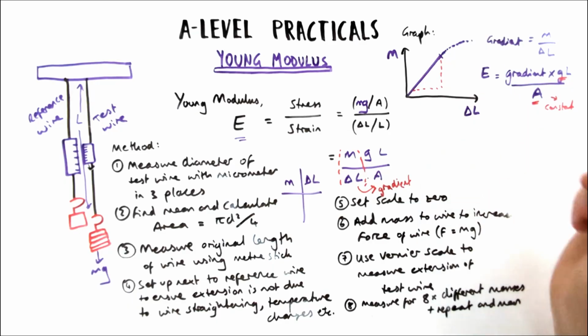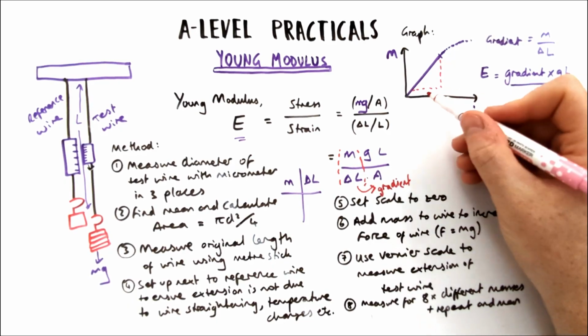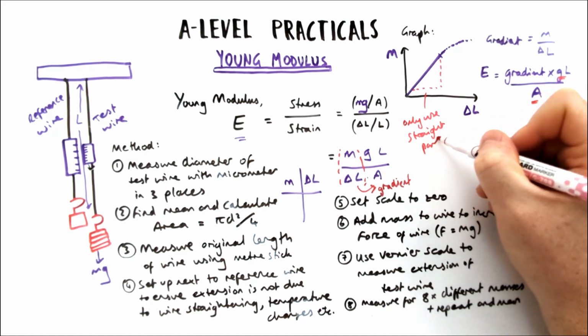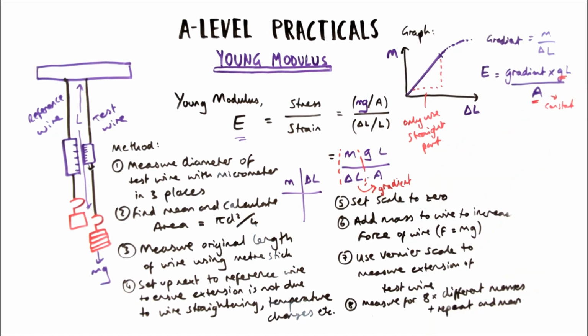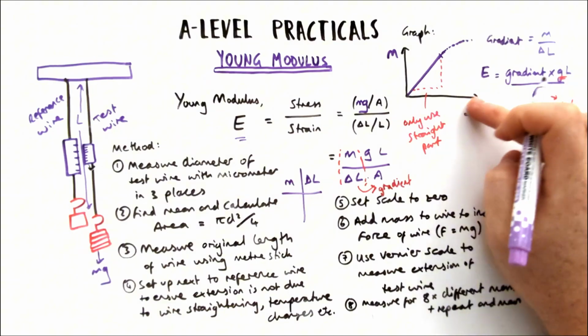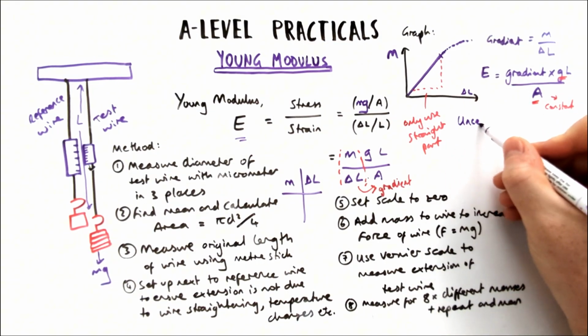So in this case then, the Young modulus is just gradient times by Lg divided by the cross-sectional area in meters squared. And we're only using the straight part of the graph, but use the whole of the straight part. Don't just use a tiny bit. And that should give you a value for the Young modulus. Usually it's going to be in roughly gigapascals, but it depends on the material you're using.